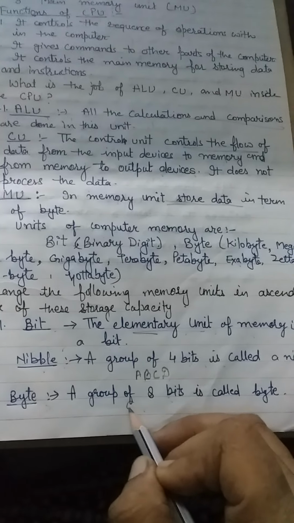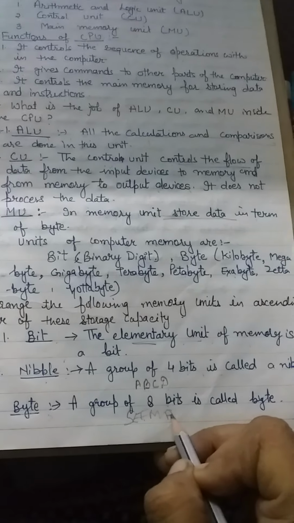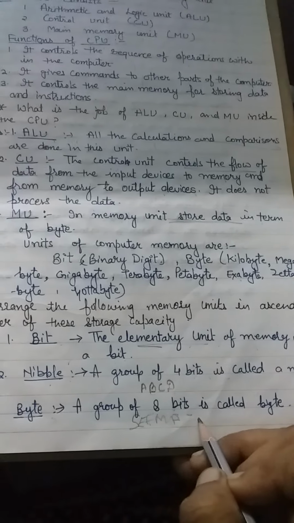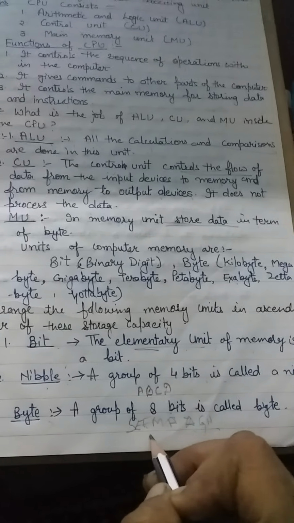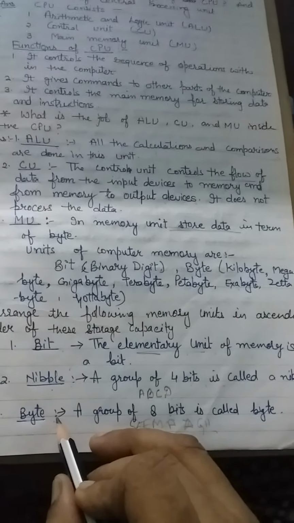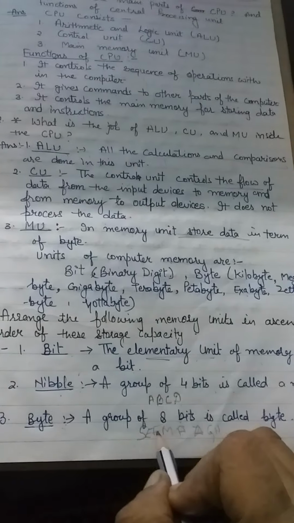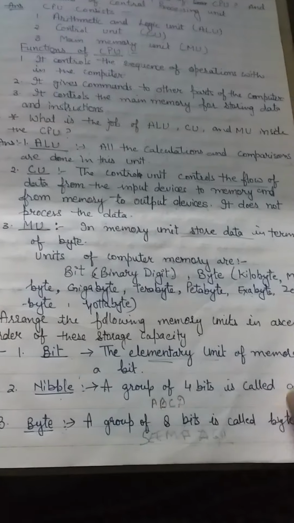If I write the word Seema, SEEMA, and then another point, I write AGH. These are 8 characters, 8 bits, to be stored as 1 byte. Now these are the measurements, meaning smallest, and then increasing order according to their capacity.